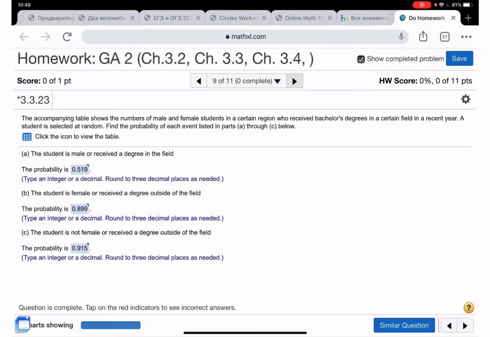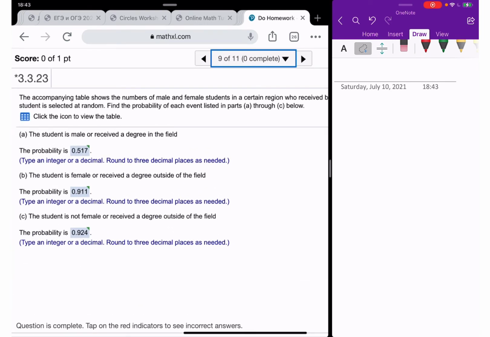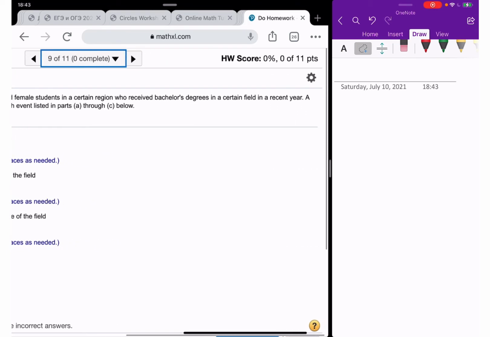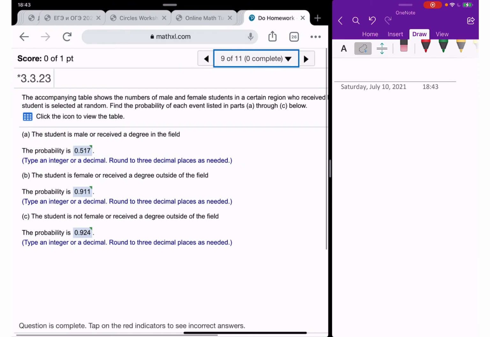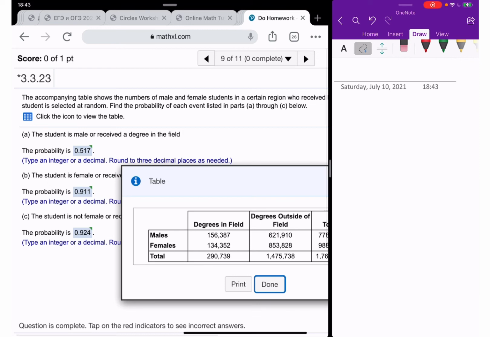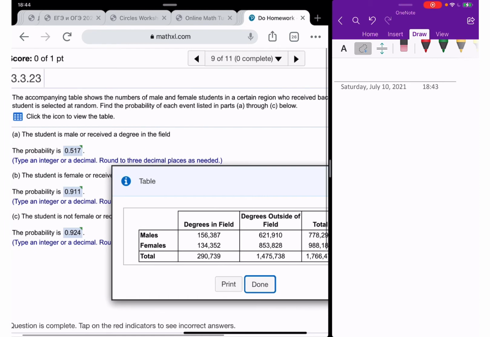Question number 9. So let's see what we have. The accompanying table shows the numbers of male and female students in a certain region who received a bachelor's degree in a certain field in a recent year. A student is selected at random. Find the probability of each event listed in parts A through C below. This is the table we are going to use. First of all, for A, we need to find that the student is male or received a degree in the field.